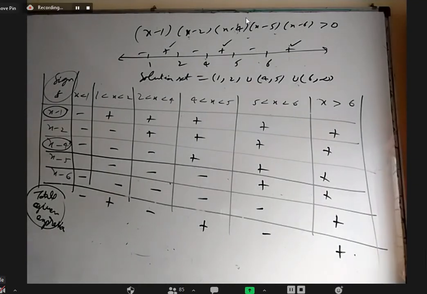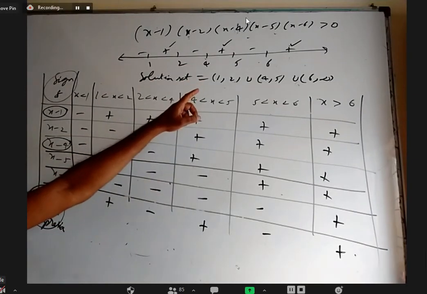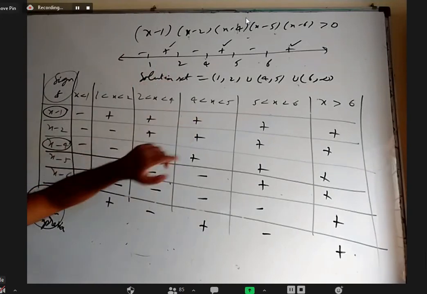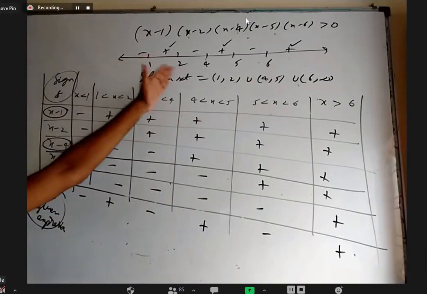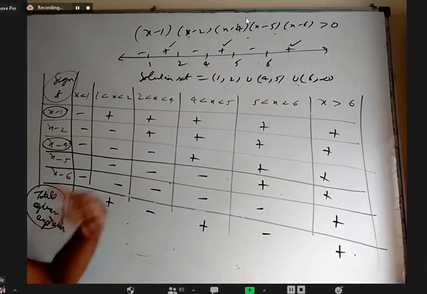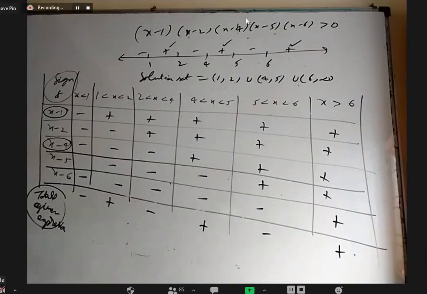Sir, yes, Tanvishree, tell. When we wrote the solution set, we only consider the positive values, right? That is because I gave greater than 0 in the question. If I would have given less than 0, I have to see where negatives are there. So minus infinity to 1 union 2 to 4 union 5 to 6. The advantage with this method is greater than 0 also we can tell and less than 0. Both answers we can tell simultaneously. Yes, sir. Okay.